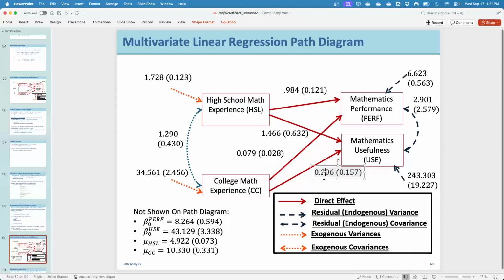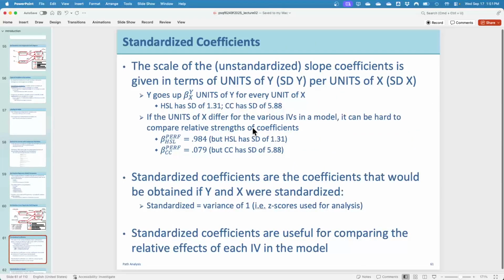And same with college math. Now, you'll note here, this one's likely to be not significant, because the standard error is 0.015, so it's probably not going to be. Then we have the same values: our residuals, the variances and covariances for the exogenous variables, and the residual covariances here. Let's keep going. We talked a little bit about standardized units the last time, correct?